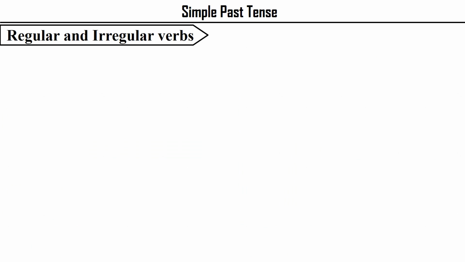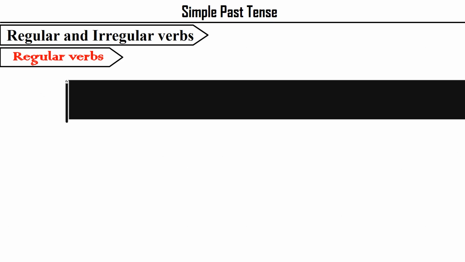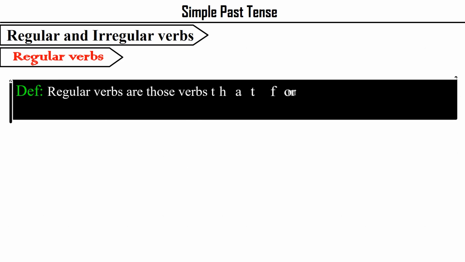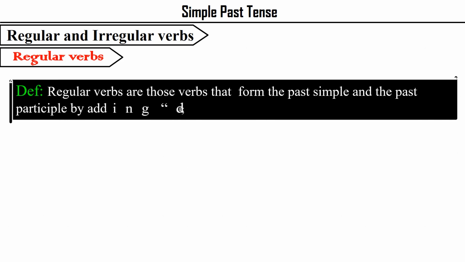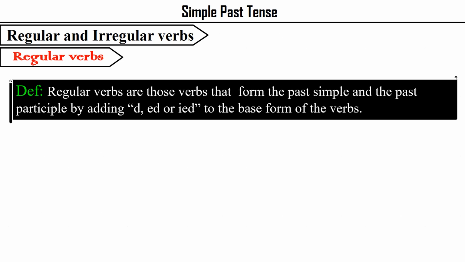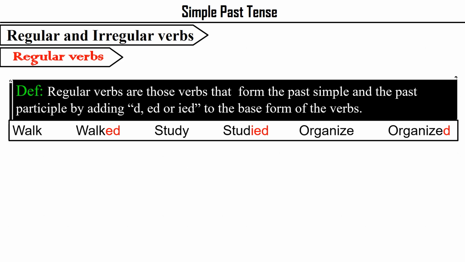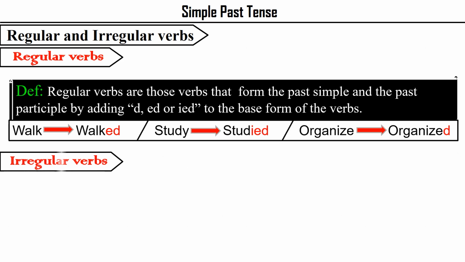Regular and irregular verbs. We need to know what regular and irregular verbs are. Regular verbs. Regular verbs are those verbs that form the past simple and the past participle by adding d, ed, or ied to the base form of the verb. For example, walk becomes walked, study becomes studied, organize becomes organized, etc.